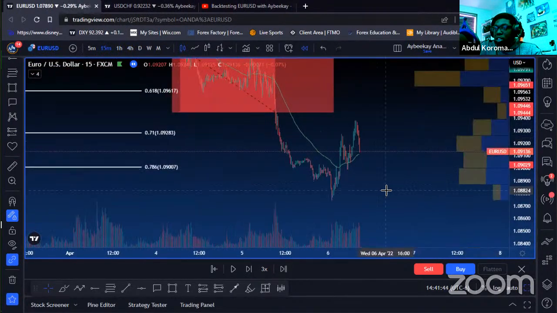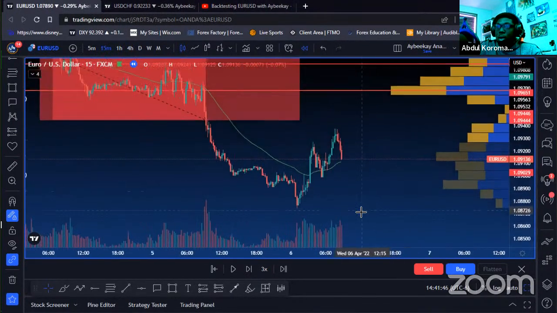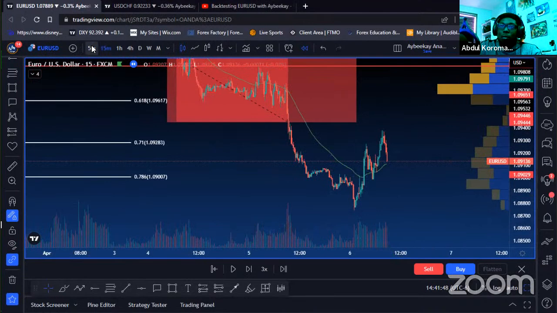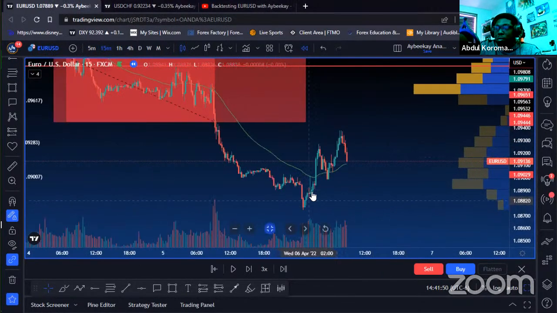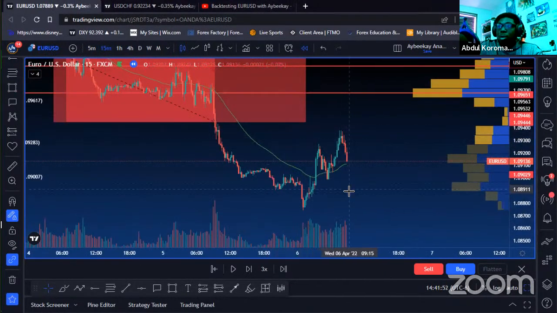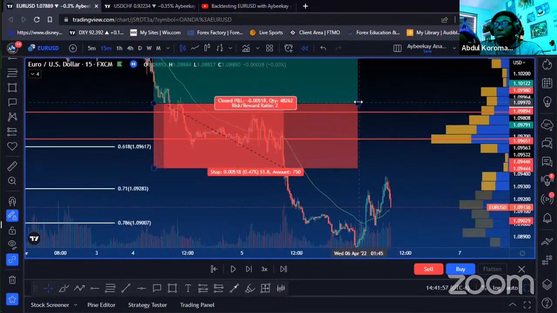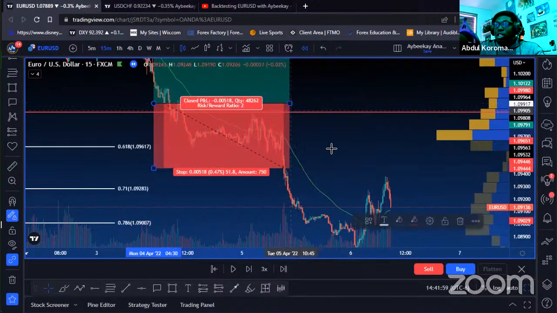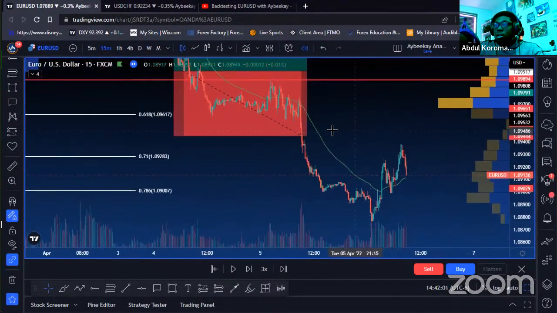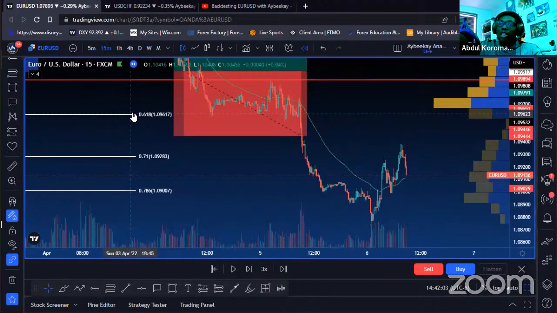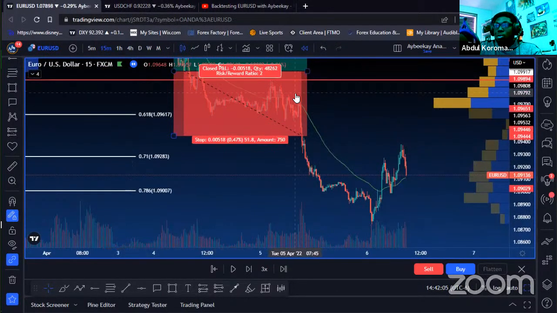The 15-minute time frame is showing a somewhat decent bullish move opportunity. However, let me actually move that to the left. I don't like this zone right here. I'm not gonna lie to anybody. I do not like it.